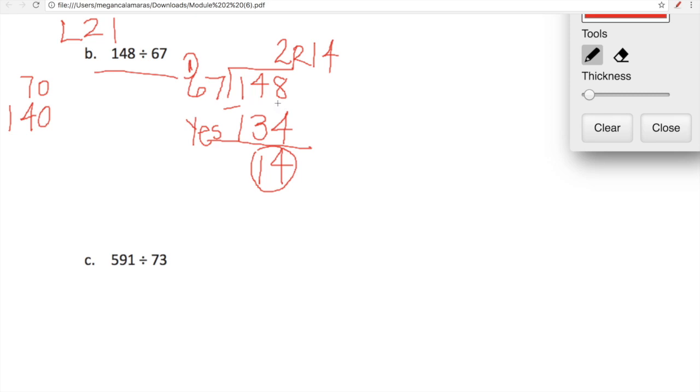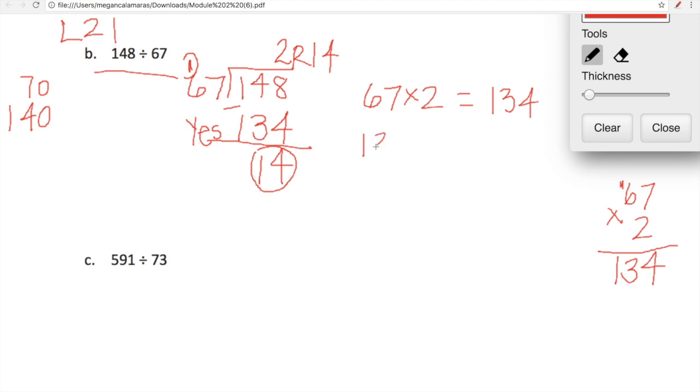Just to make sure that this is exactly the correct answer, we're going to check using multiplication. I'm going to multiply 67 by 2. I'm just going to do that over here. 67 times 2. 2 times 7 is 14. Carry the 1. 2 times 6 is 12 plus 1 is 13. 67 times 2 is 134. Now we're going to take our product of 67 and 2, which is 134, and we're going to add our remainder. Remember, our remainder is 14. Sorry, that's a little sloppy. 134 plus 14 is 148.